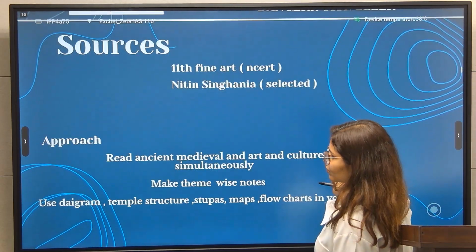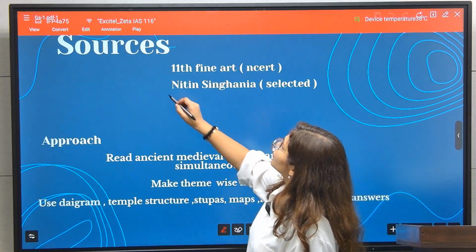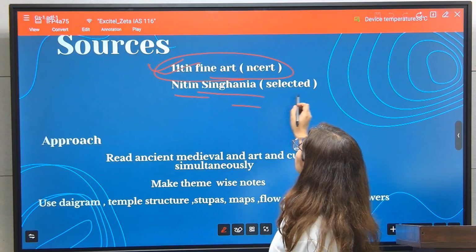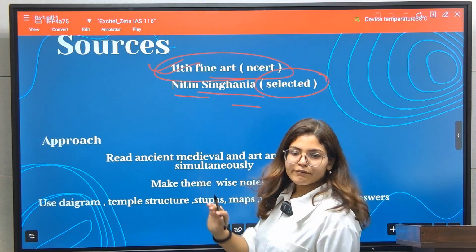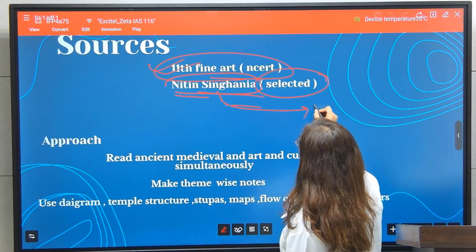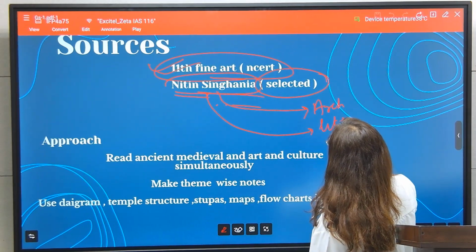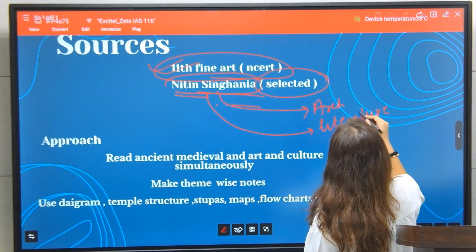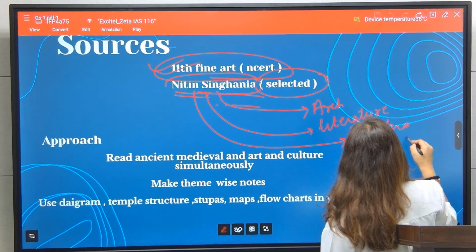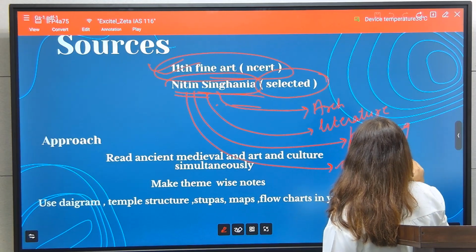So now we come to sources. What sources do you have to follow for art and culture? So the best sources are +1 Fine Art NCERT and Nitin Singhania selectively. Selectively means you have to do some chapters from Nitin Singhania, like architecture, literature, paintings, dance, music.